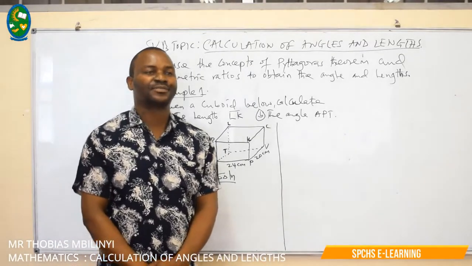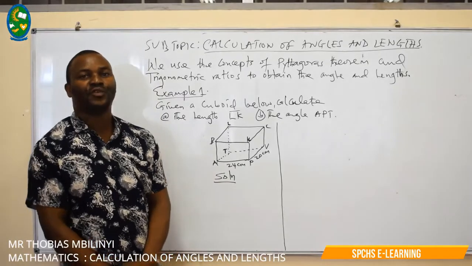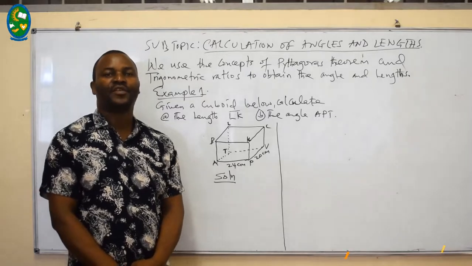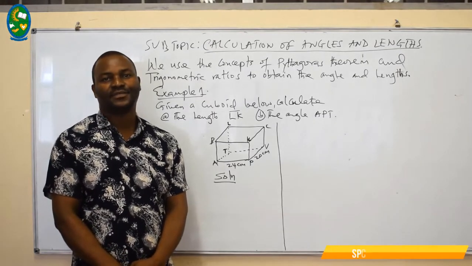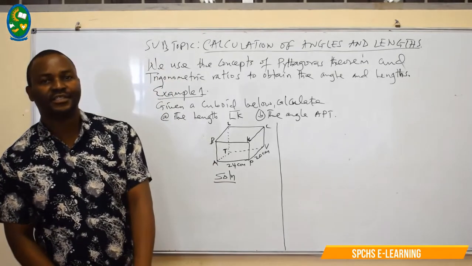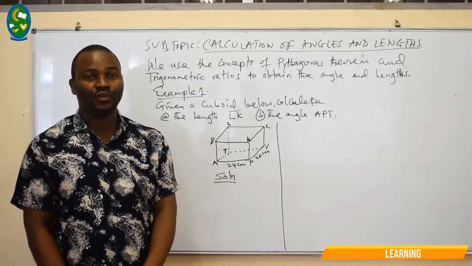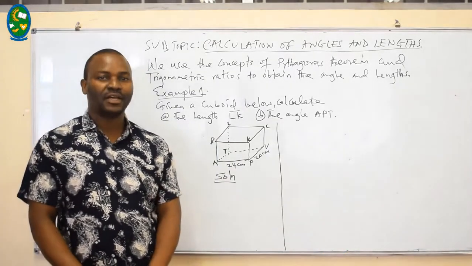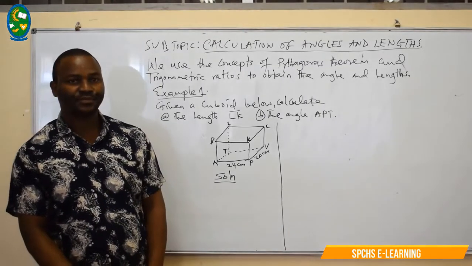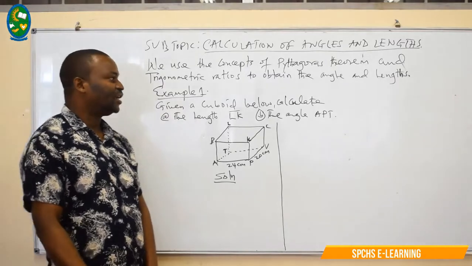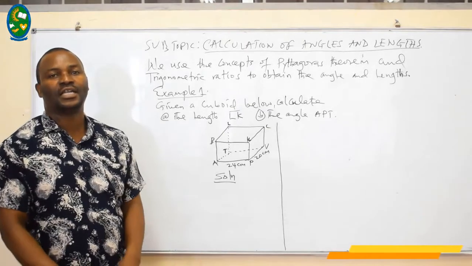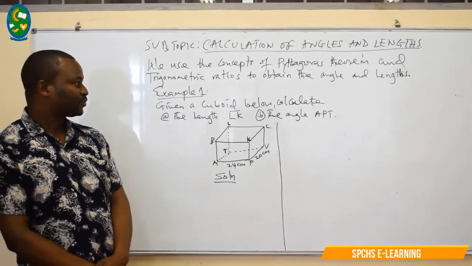We are going to discuss another subtopic in three-dimensional figures. Today's subtopic is calculation of angles and lengths. In calculating angles and lengths in three dimensions, we also use the concept of Pythagoras theorem and the trigonometric ratios. Therefore, today we are going to see some examples on how to calculate angles and lengths.